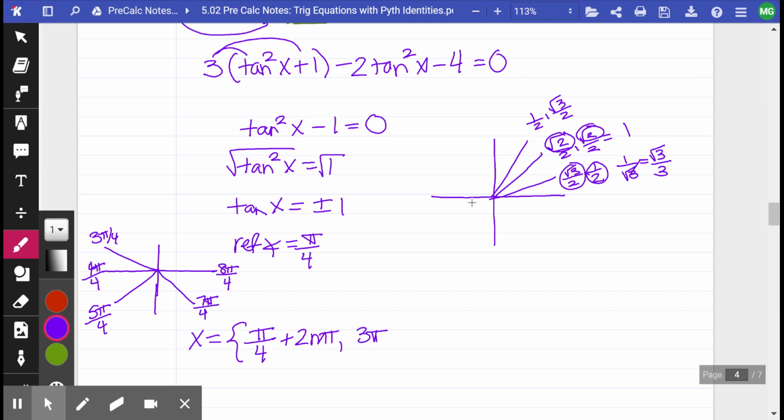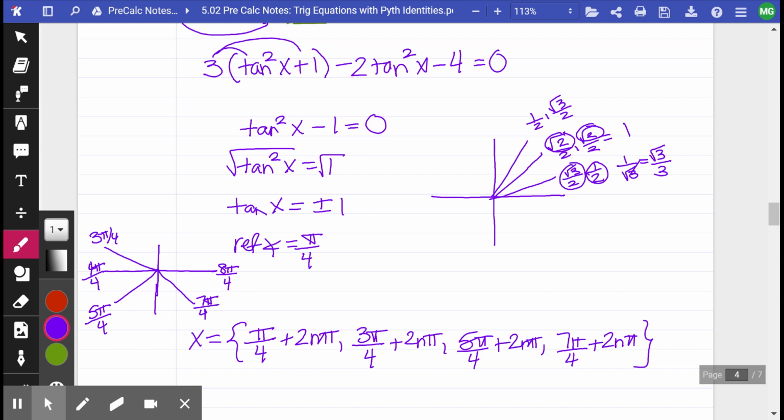So 3 pi over 4 plus 2n pi. 5 pi over 4 plus 2n pi. And last but not least, 7 pi over 4 plus 2n pi.